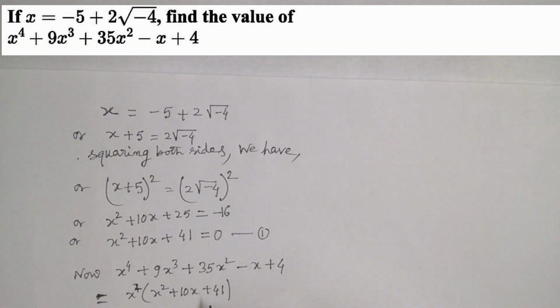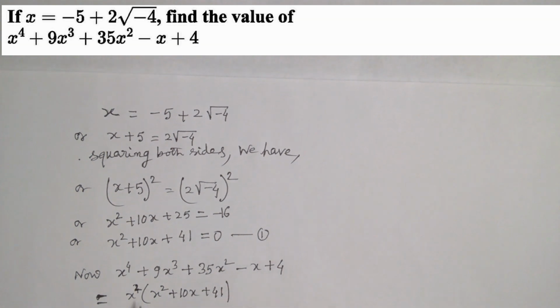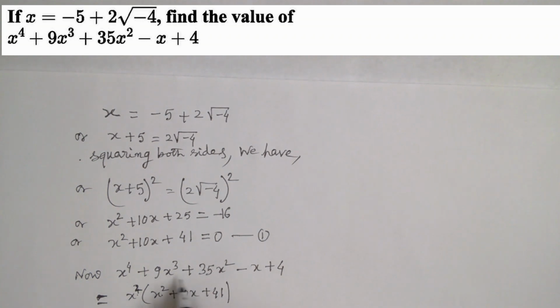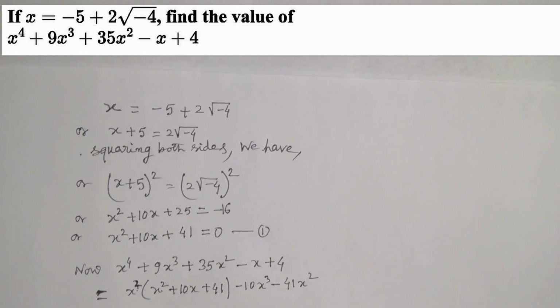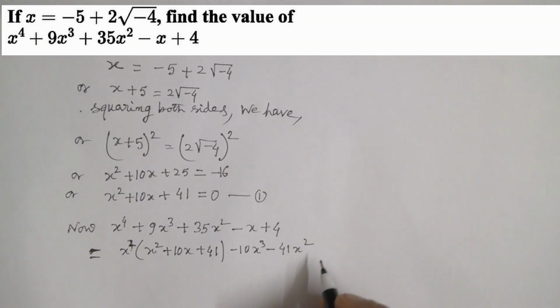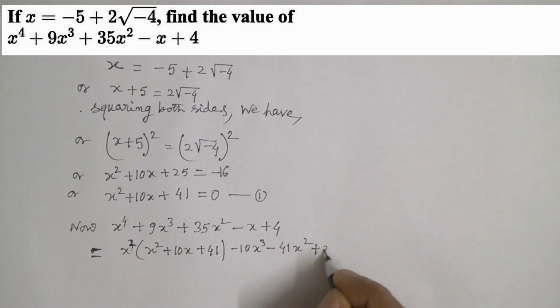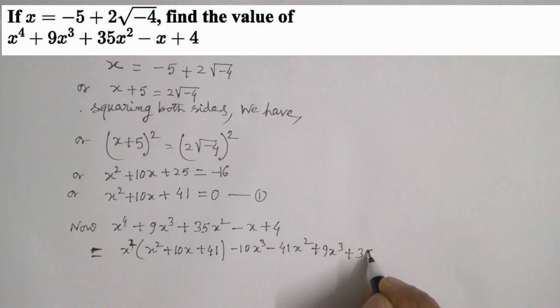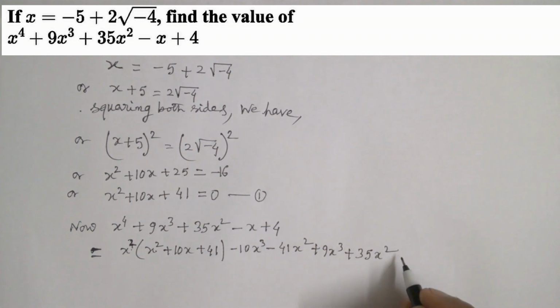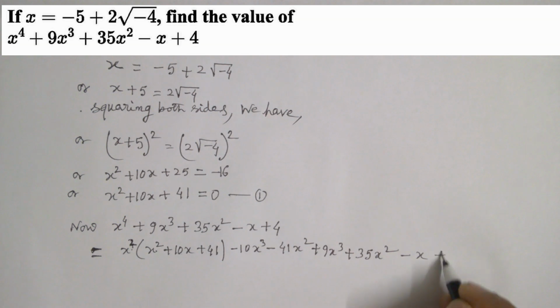Now we will adjust. Adjust means whatever is written extra, we will subtract. When multiplying x square into x square, we get x to the power 4 plus 10x cube. It is not here, so minus 10x cube. X square into 41, minus 41x square. Next the terms, write 9x cube plus 35x square minus x plus 4.